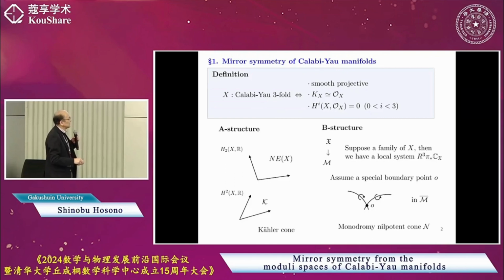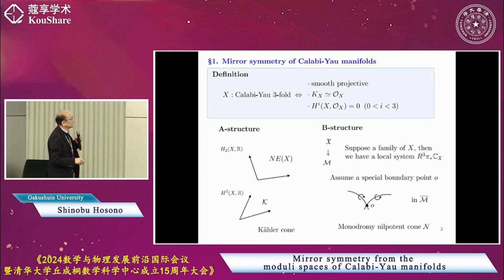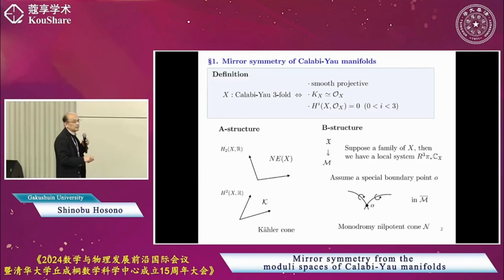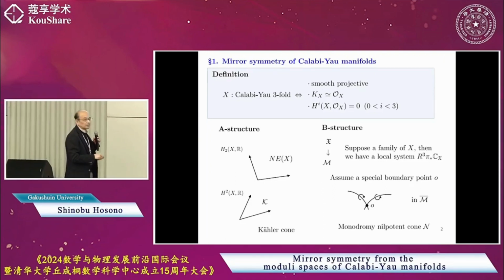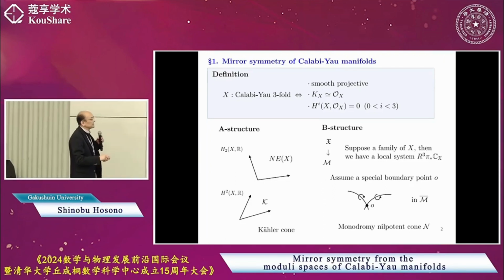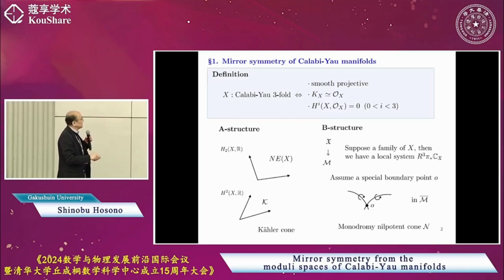A structure is rather easy to describe. As a polarization of Calabi Yau, we focus first on the Kähler cone of Calabi Yau, something like that. And if we take a dual, then we have some cone structure, so-called numerically effective classes of algebraic one cycles. So naturally, we have cone structure like this. B structure is something difficult to describe.